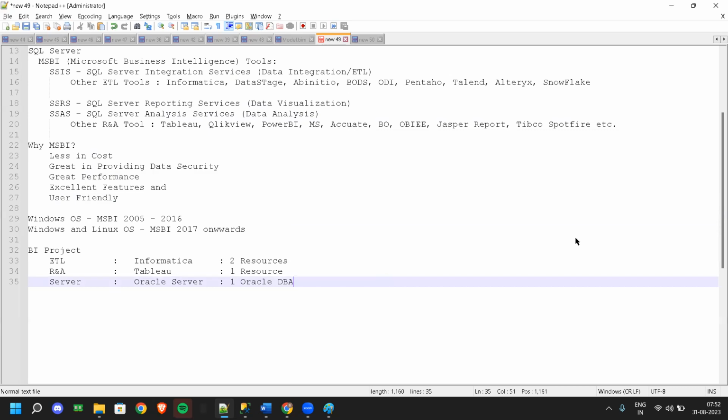So, Venkat here. You said for a BA project, the ETL tool we need is Informatica, for reporting Tableau, and the server Oracle. But all these things will be combined in Power BI also, right? We said that all these three are combined in Power BI? No, it's a wrong statement.